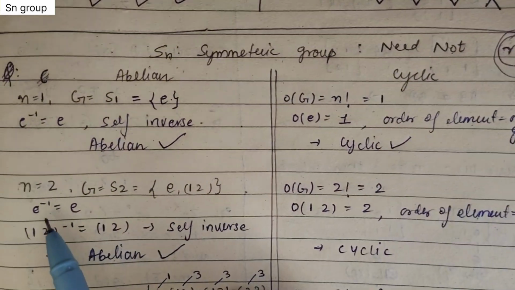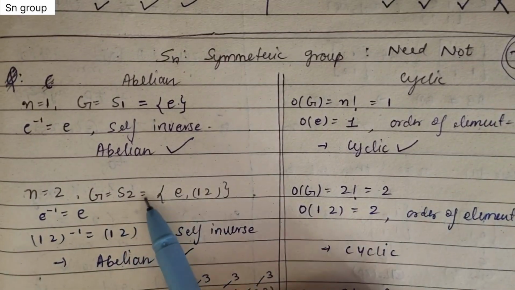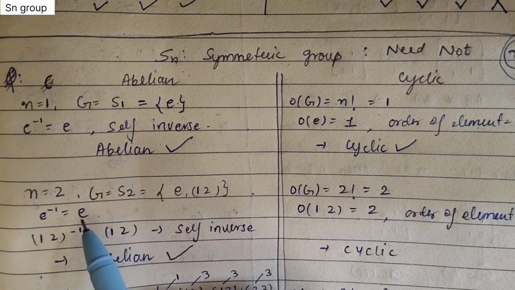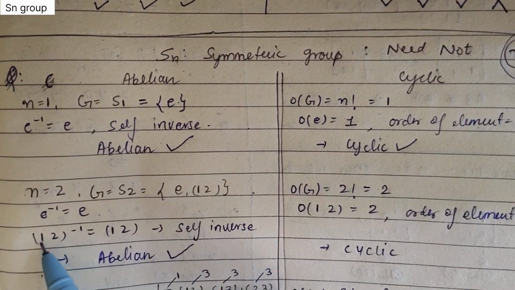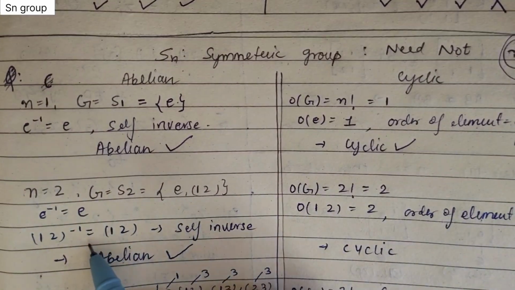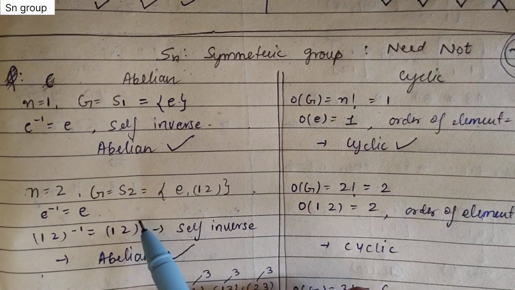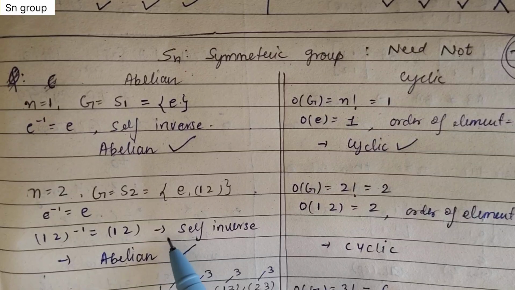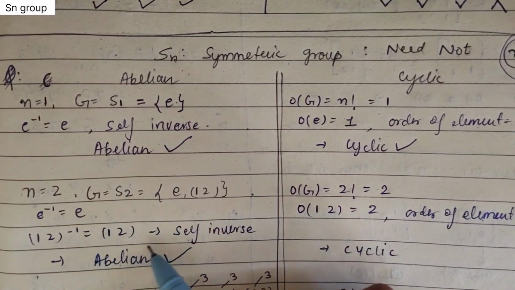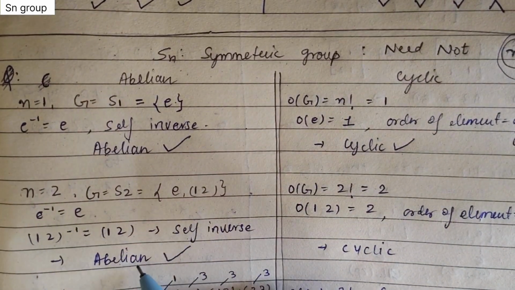Next we have n equals 2. N equals 2, G equals S2. S2 has two elements, the identity and (1 2). The identity inverse is the identity. And (1 2) inverse: in the permutation case, when there is a 2-cycle (1 2), its inverse will be (2 1), and (2 1) is equal to (1 2) again in permutation, right? This implies that (1 2) inverse is (1 2), that is self-inverse. So there are only two elements which are self-inverse and this implies S2 is abelian.